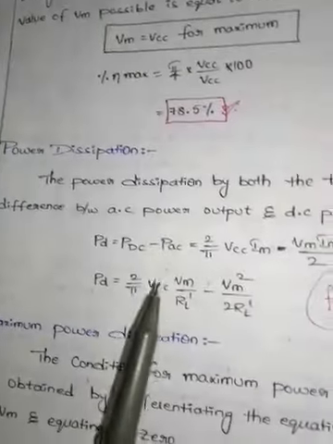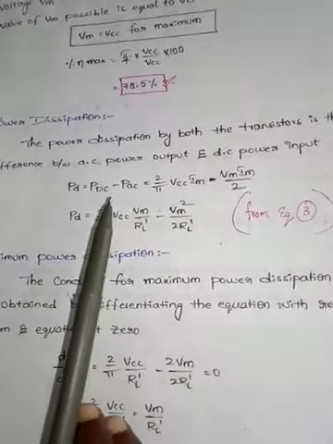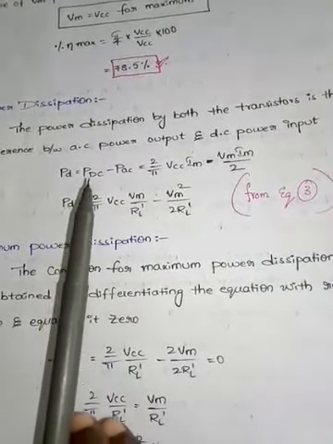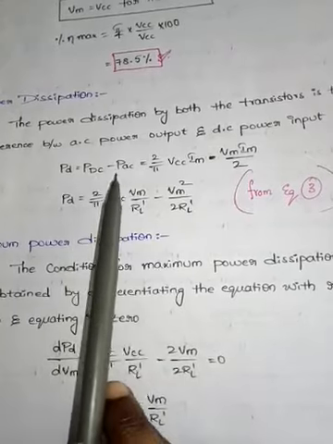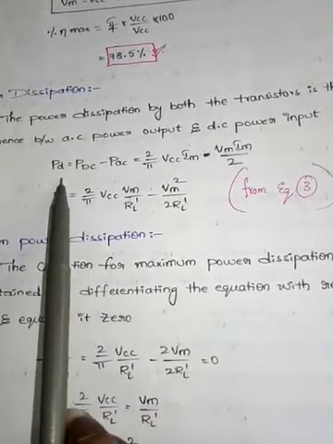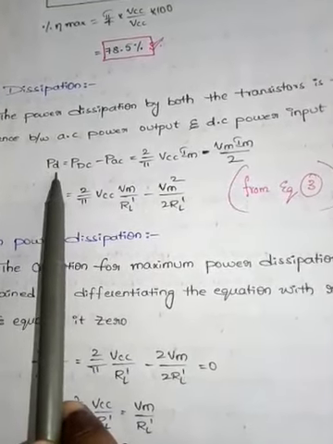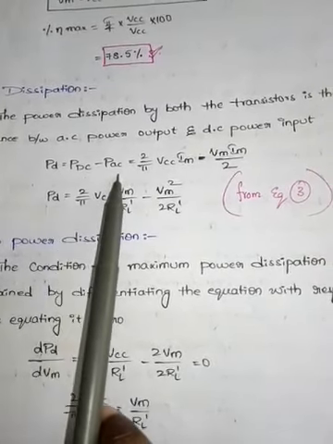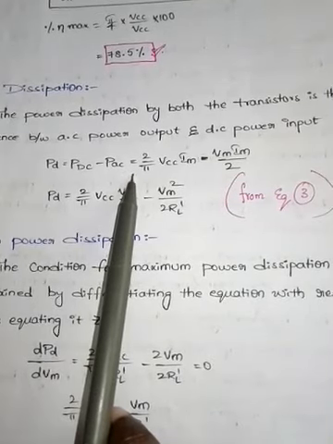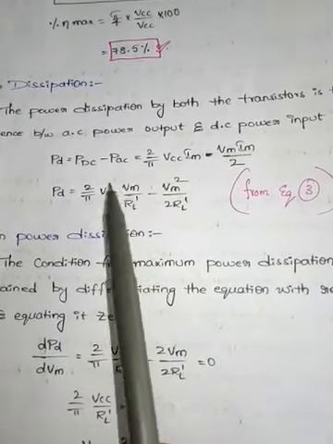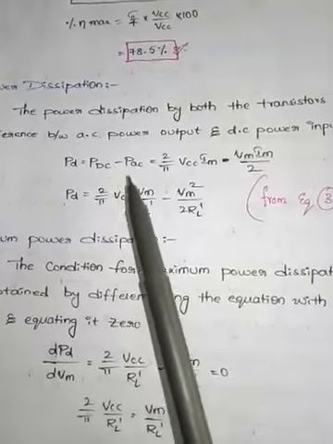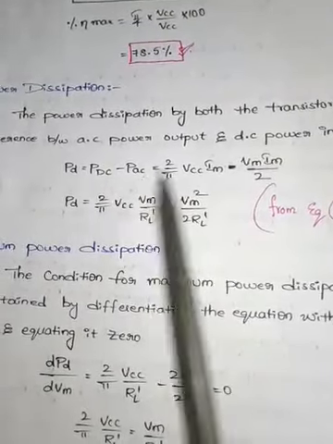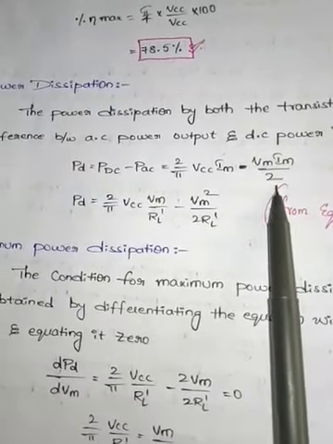We have already seen the definition of power dissipation: the difference between the DC input power and the AC output power, which we call the power dissipation, PD. So we write PD equals PDC minus PAC. In the previous section we got the expression PDC equals 2 by pi VCC Im, and PAC equals Vm Im by 2, right?